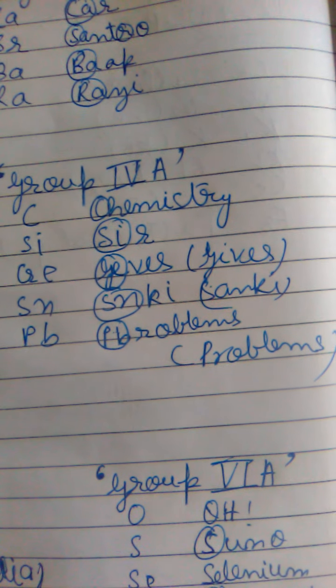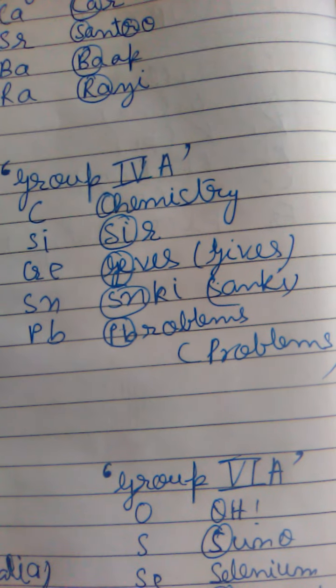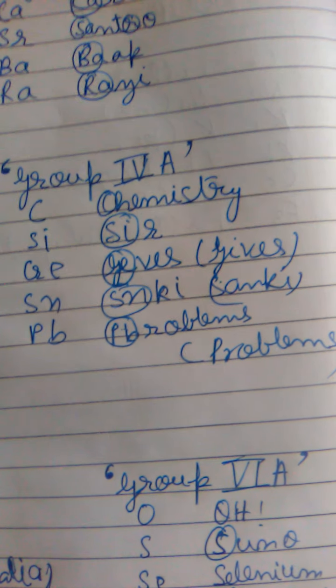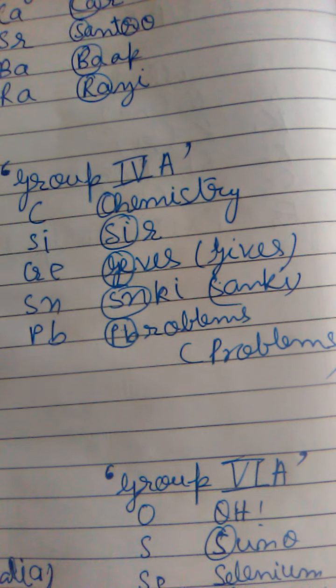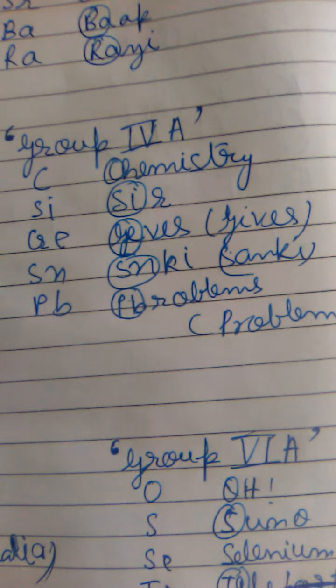So carbon, C for chemistry, you know it. Sir is Si, silicon. Gives, the spelling is Gi, but you can remember Ge, so germanium. Sunky, the spelling is San, but you can remember Sn, so Sn is for tin. Problems, Pb is going to be for lead.